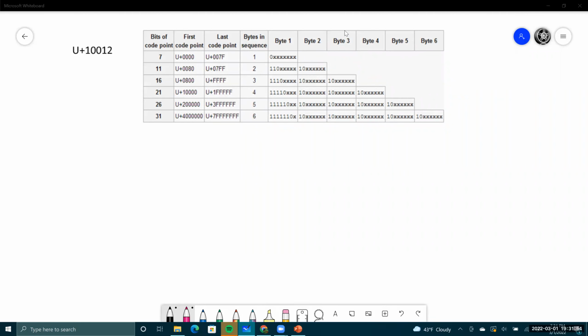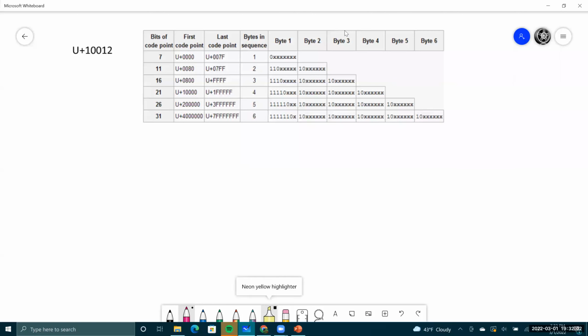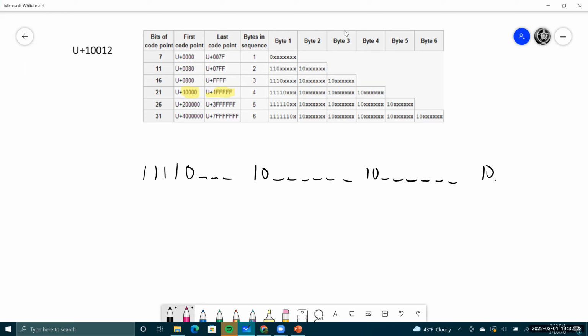Okay, so let's do this together. Code point 10012 looks like it's going to fall between here and here, right? So this is going to take 4 bytes. So the bit pattern is going to be 1, 2, 3, 4, so 4 bytes, and that would give me 3 bits left here. And then three continuation bytes, each with 1, 0 followed by 6 spaces.